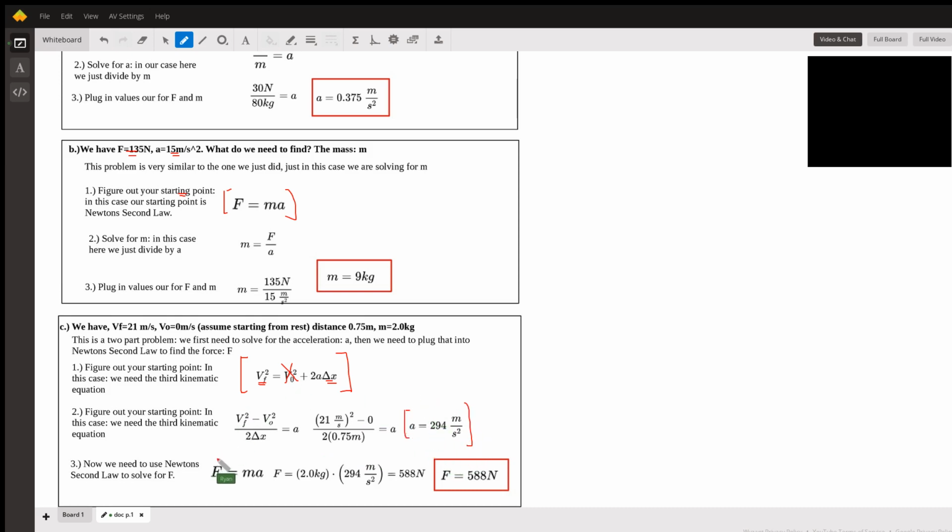And for a third step, we actually need to solve for our force. So we go back to Newton's second law, F equals ma, and we plug in what we have. So our force is equal to, our mass was 2 kilograms, times our acceleration we solved in the previous step. So 2 times 294 meters per second squared gives us our force of 588 newtons.